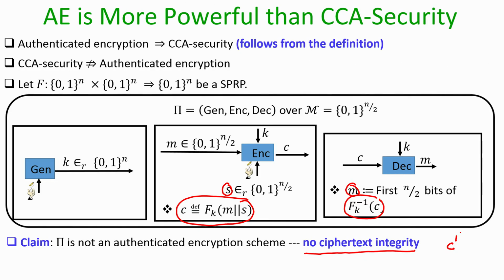Whatever n bit chunk comes as the ciphertext, the decryption algorithm is simply going to compute an inverse of that ciphertext with respect to the pseudo-random permutation and take the first n by 2 bits of the recovered block. That is the way we are going to perform the decryption here. So, it is very easy for an adversary to just cook up any ciphertext from the ciphertext space and send it to the receiver on behalf of the sender, and that simply violates the ciphertext integrity property.